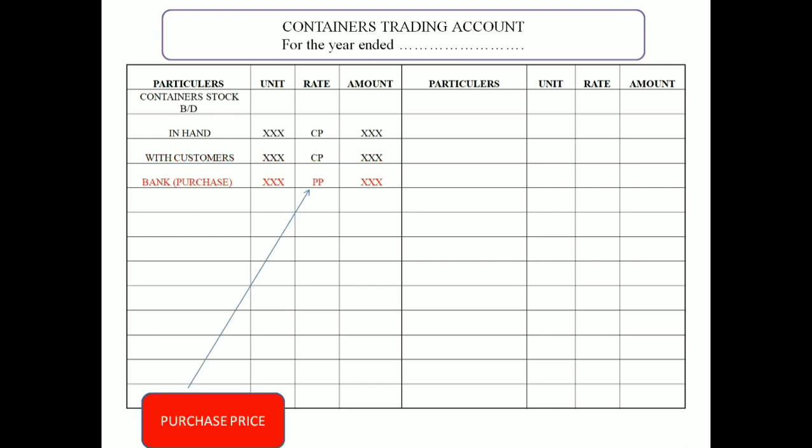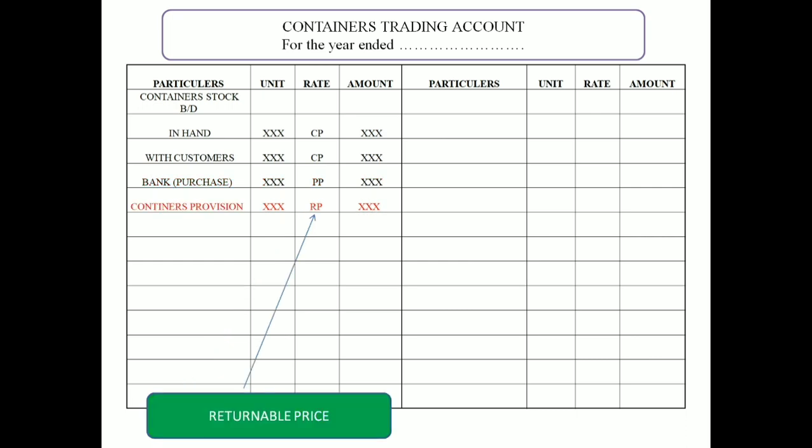And the third item is the purchases of containers. Normally, once there is a purchase process, you are paying the amount by a bank. That rate is called PP, that means the purchase price. So the rate is the purchase price of containers. You have to multiply the units with the purchase price, then you will get the amount of purchase.